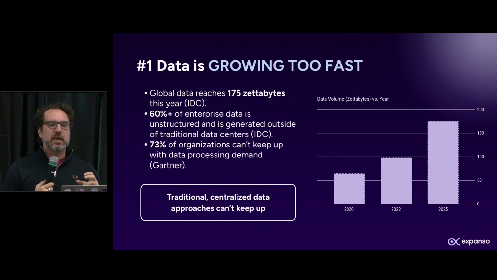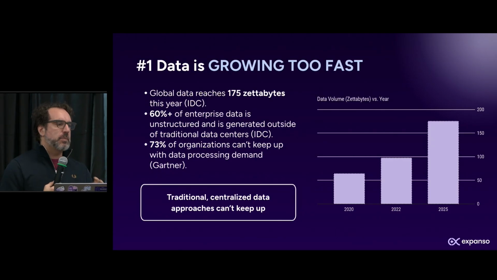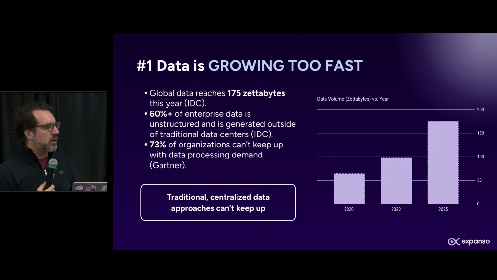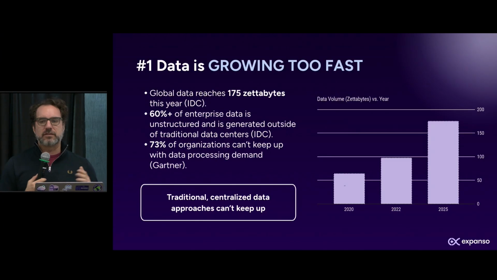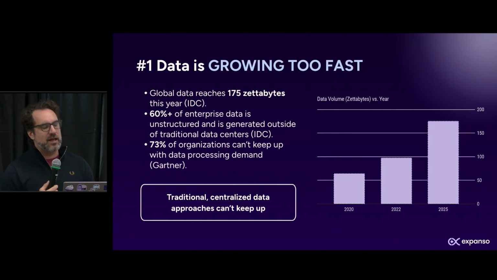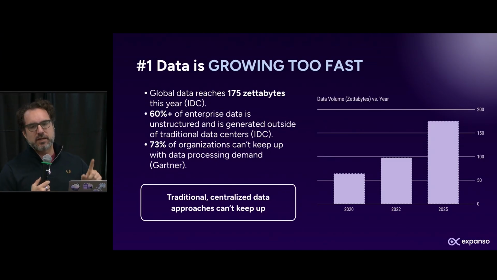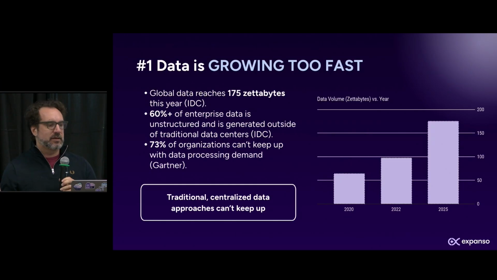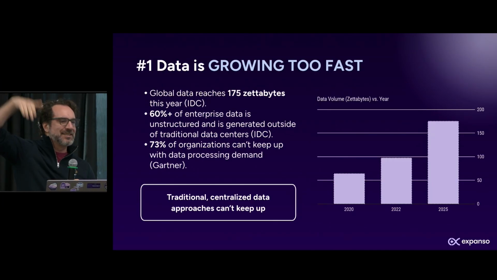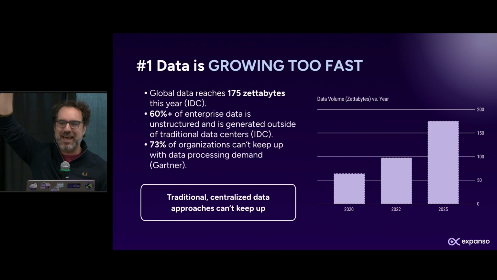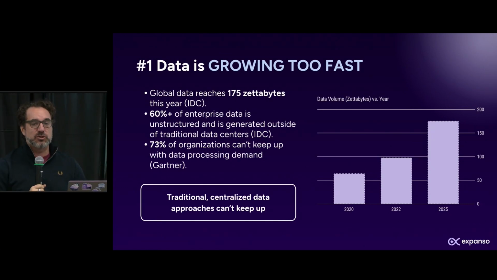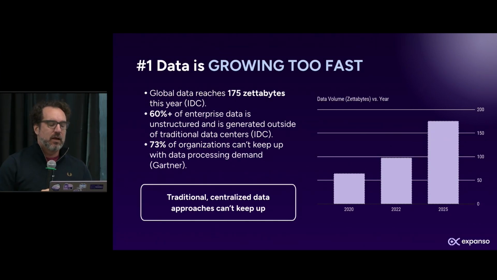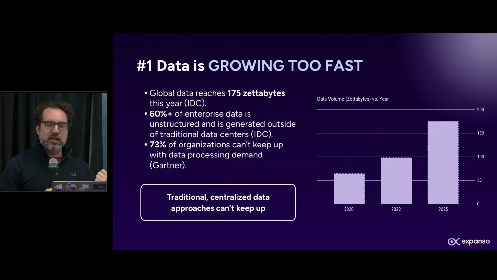The first is that data is growing too fast. By that I mean, IDC estimates that 175 zettabytes of data will be created this year. That's giga, tera, peta, yada, I think is next, and zetta is after. Who wants to correct me? But regardless, it's several orders of magnitude bigger than where we are today. And that's how much we're creating this year alone. And it's mostly going unused.